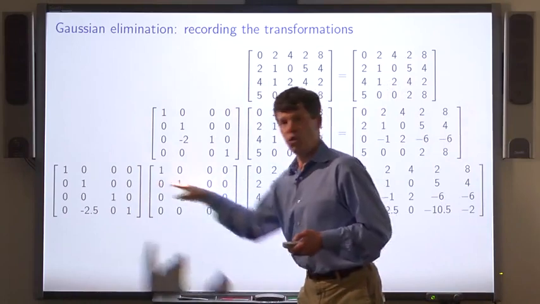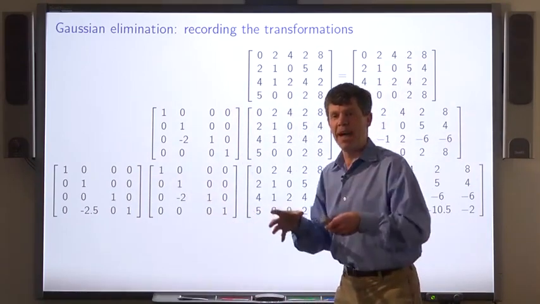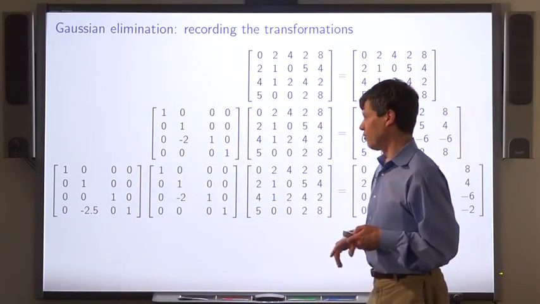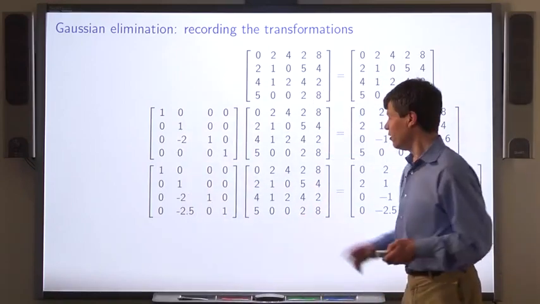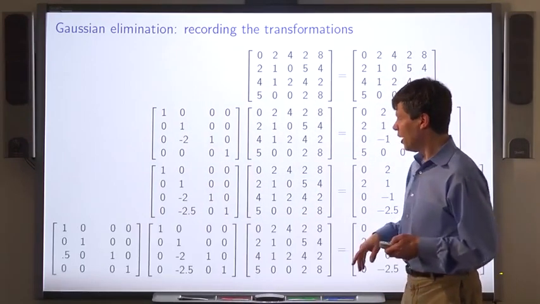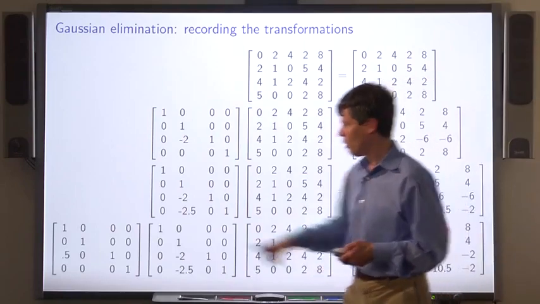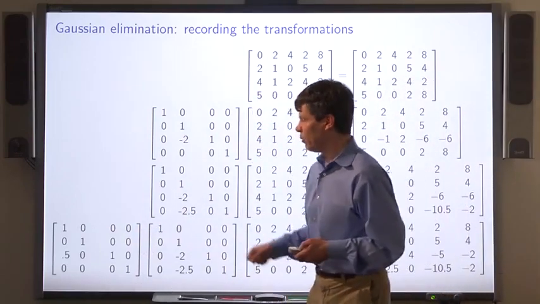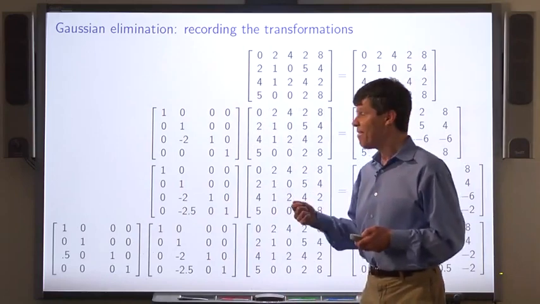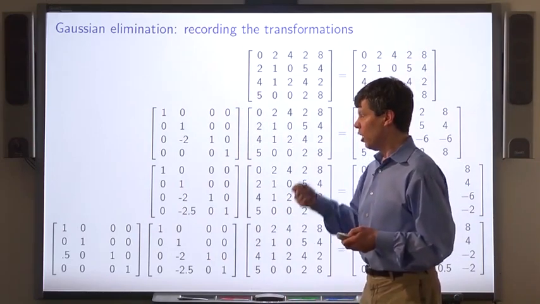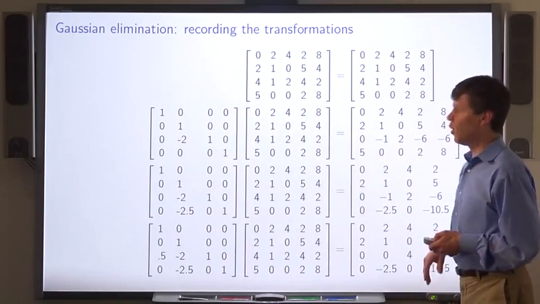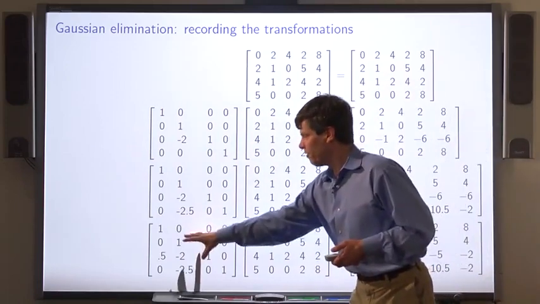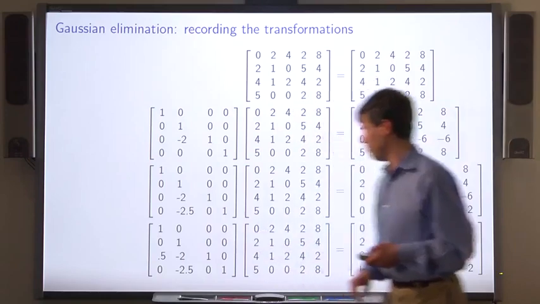Now, these two transformations can be combined to make a single transformation just by multiplying them together. Now we can continue. We carry out another transformation represented by this matrix in which we add half the first row to the third row. And this is what we get. We again reduce the number of matrices here by combining them.